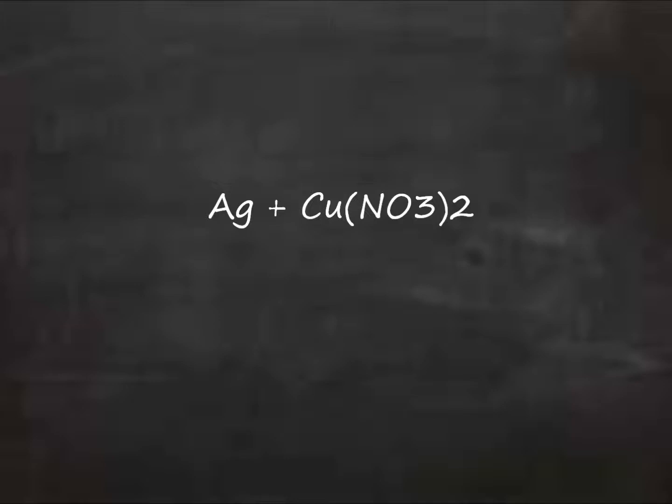So you're going to have silver get kicked out and end up with copper nitrate, which is a bluish solution. That is an example of a single replacement reaction that does occur because you have one species that is higher up on the reactivity series than the other, and it replaces it. And that is the criteria that a single replacement reaction must meet in order to happen.